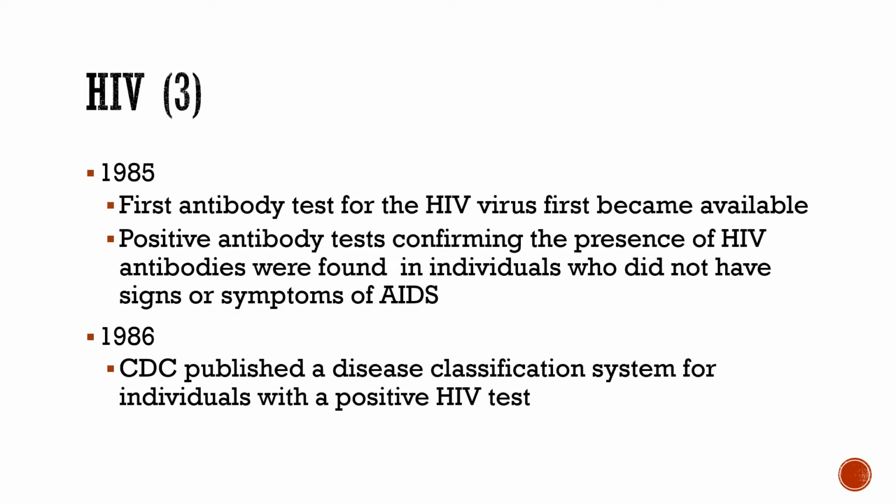Positive antibody tests confirming the presence of HIV antibodies were found in individuals who did not have signs or symptoms of AIDS. So they had the antibodies, which means, as we know, they were exposed to the virus, but they did not develop the virus. In 1986, the CDC published a disease classification system for individuals with a positive HIV test.